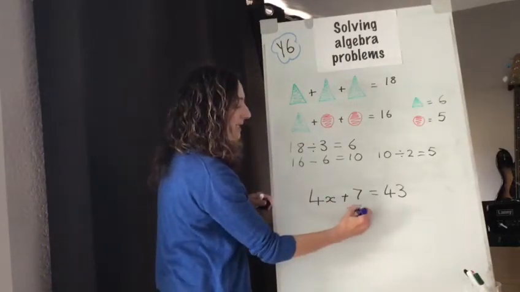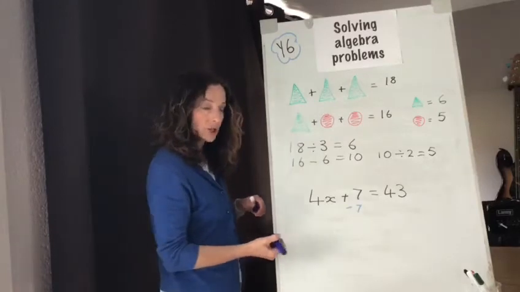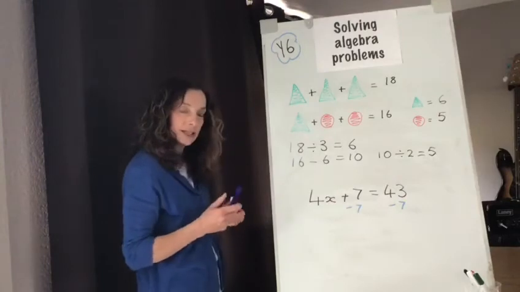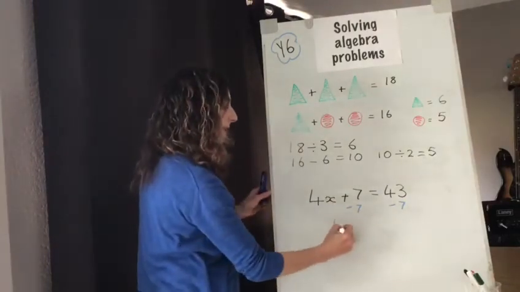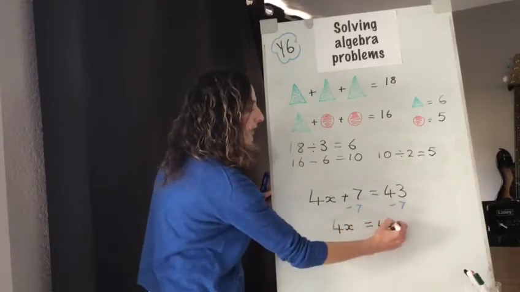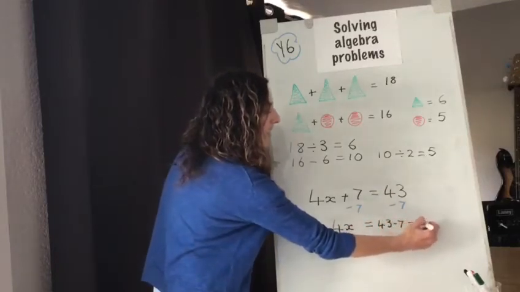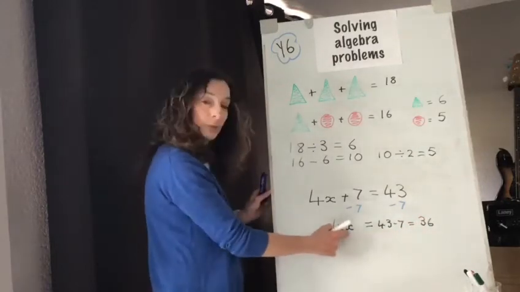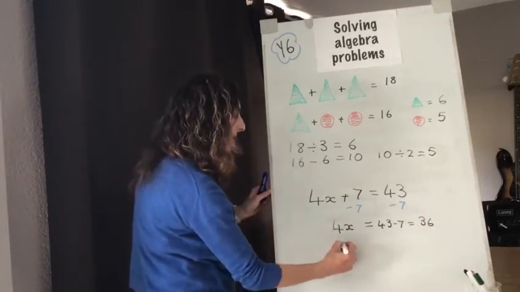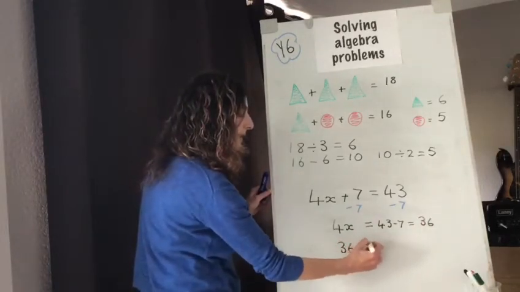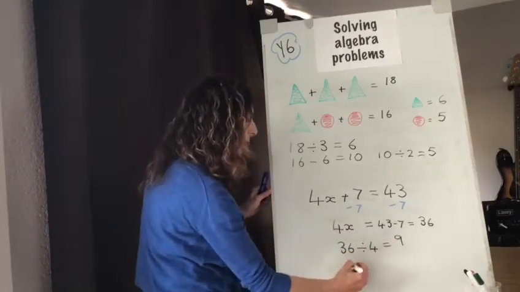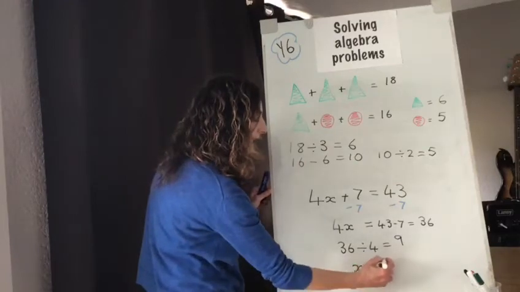So we're going to take away 7, but because it's a balanced equation, we also need to subtract 7 from this side. So what we end up with is 4x equals 43 minus 7, which is 36. And if we know that 4x equals 36, then what we need to do to find x is to divide 36 by 4, which is 9. So to solve this equation, we can say that x equals 9.